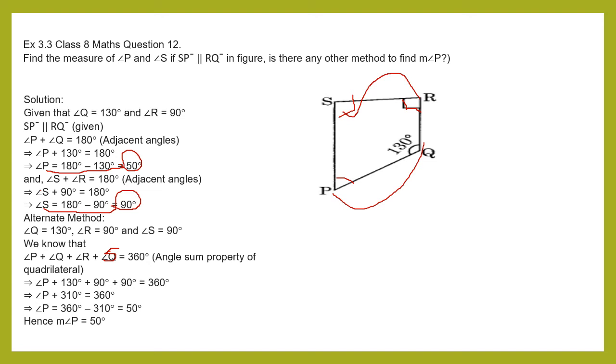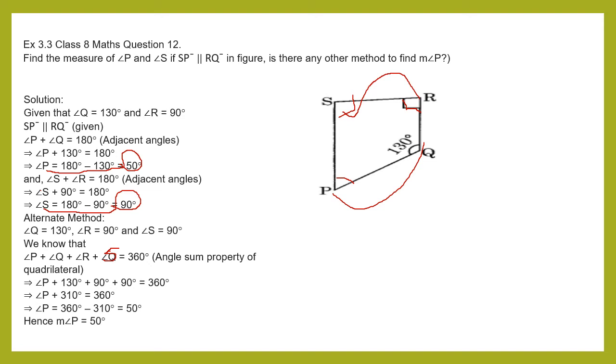In the same way, the same property applies to the other two angles. Angle S plus angle R equals 180 degrees because they are adjacent angles. Angle S plus 90 degrees equals 180 degrees. Angle S equals 180 degrees plus 90 degrees, which goes to the other side and becomes minus 90. 180 minus 90 is 90 degrees. So this is the value of angle S and the value of angle P.